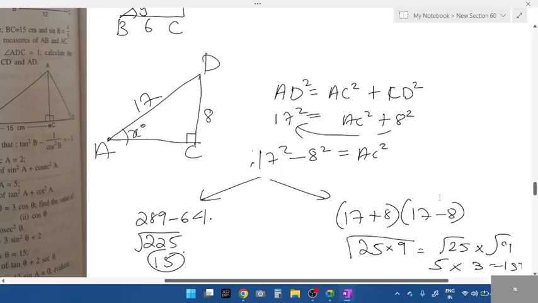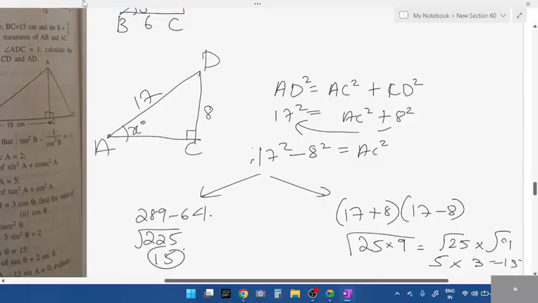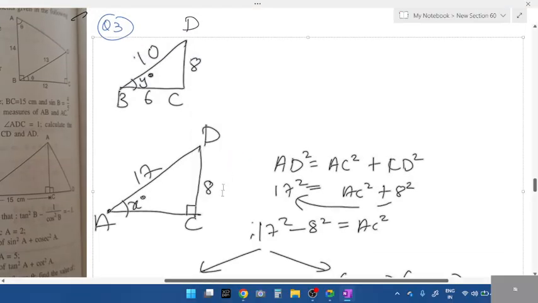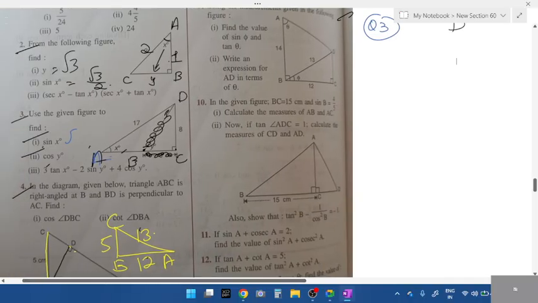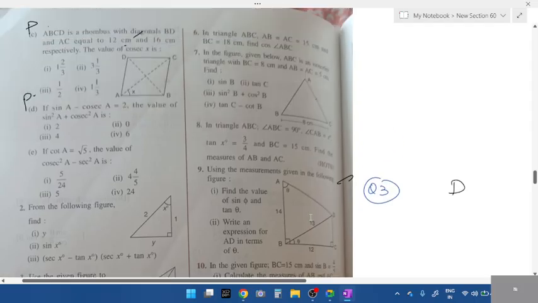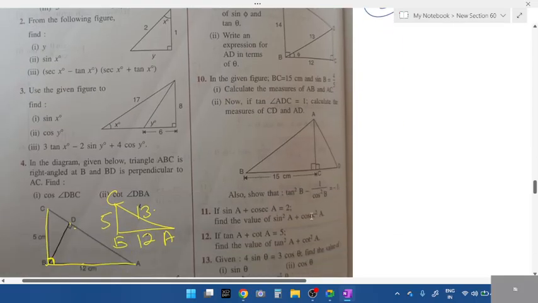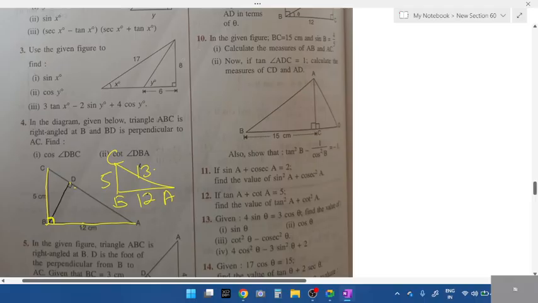Third question. First and second done. Okay, 10 and what's the value you got? 10 and 15, right? Okay, 10 and 15. This is 10 and this entire thing is 15. So if you take the bigger triangle, you get 17, 8 and 15 and there is x here.